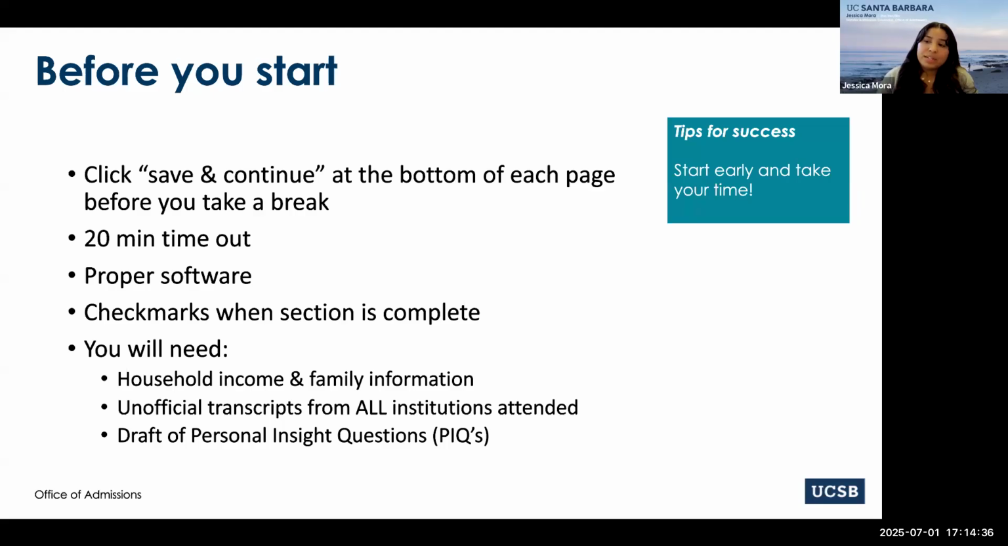Once you do complete a section, you're going to see a check mark that the section has been completed. And when you are working on that application, you are going to be needing your household income, your family information, and your unofficial transcripts from all of the institutions that you have attended.